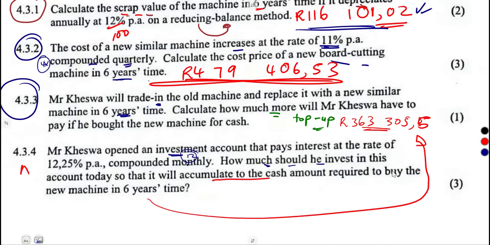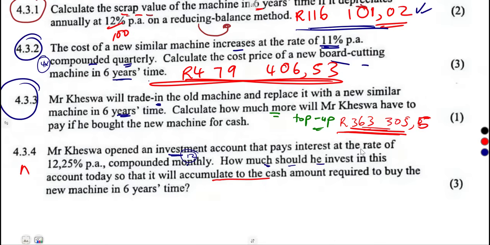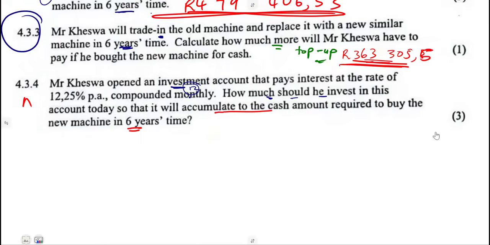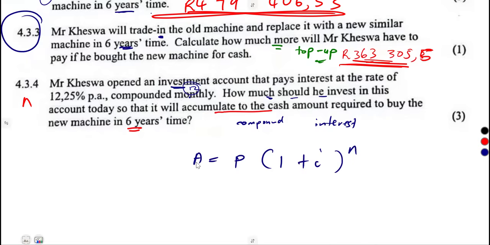The top up. In order for him to raise this top up money in those 6 years, how much must he invest? Compound interest. So I talk about a compound interest condition. All right. So in our condition, A is equal to what? P into (1 plus i) to the exponent of n. So what is supposed to be part of investment? That's the principal. It is supposed to accumulate to have this amount at the end.